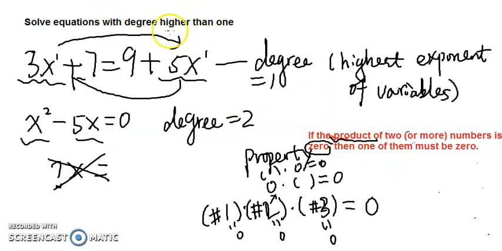Whenever we solve an equation with a degree higher than 1, this is one approach we will take. This approach may not always work, but this is the first approach we will try. Okay, so based on this property, we can summarize the steps we have.